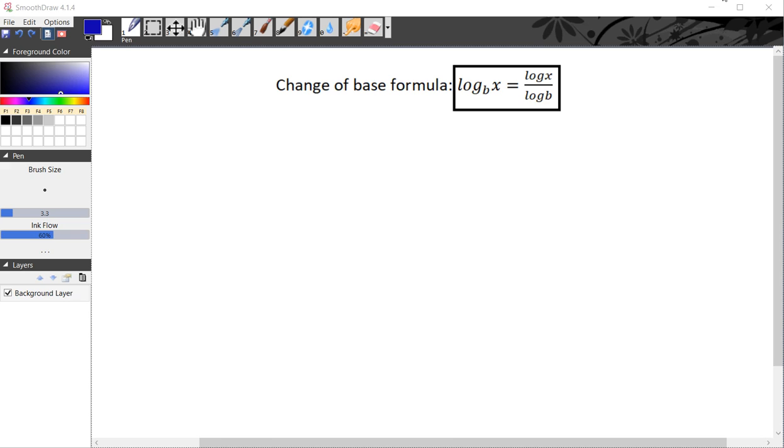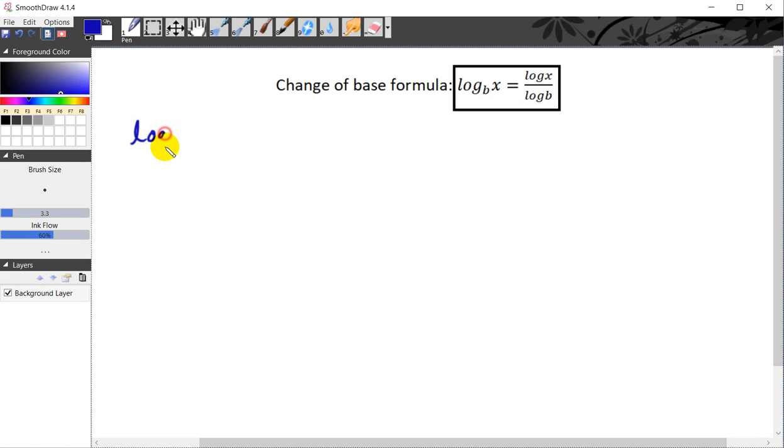Hello. Alright, so the purpose of this video is to basically show you how the change of base formula works for logarithms. Let's say we're given something like this: a log with a base of b of x. This is the same thing as the log of x divided by the log of b.